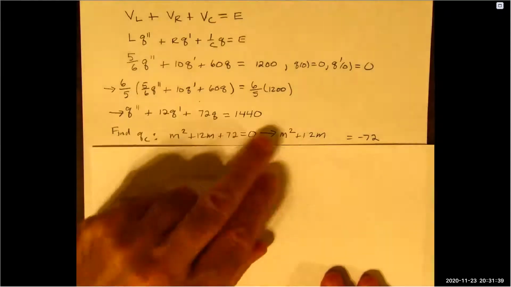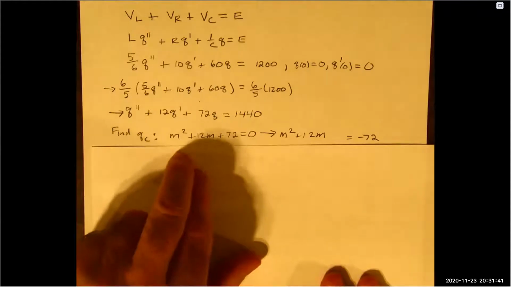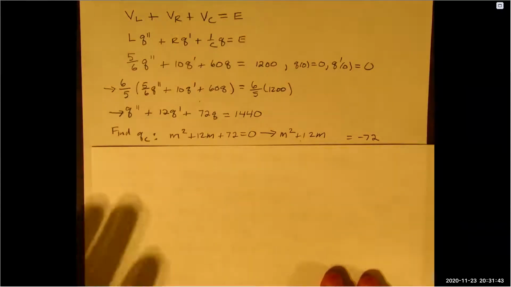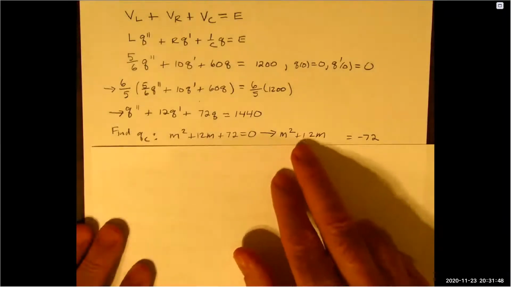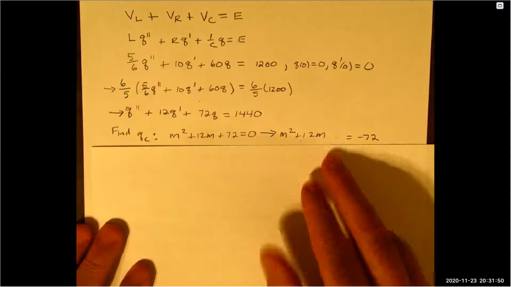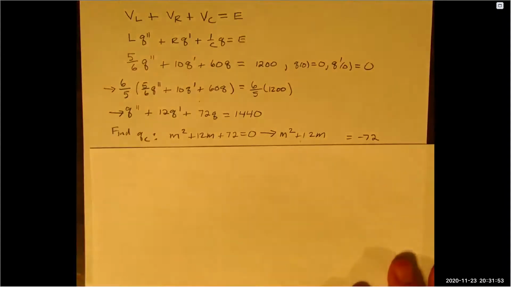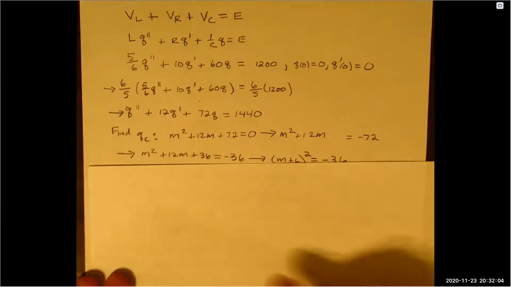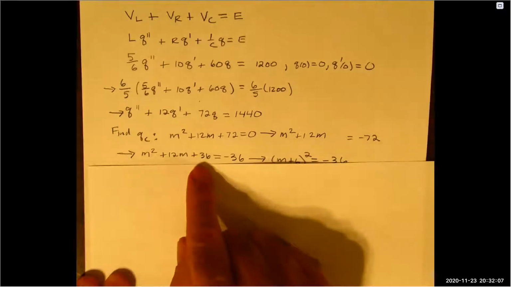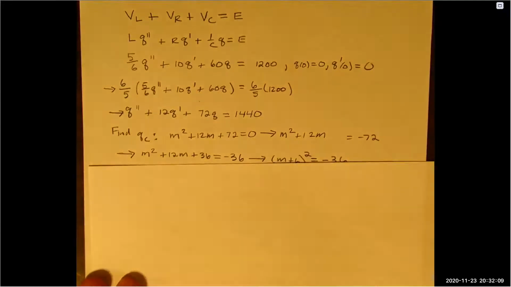So we're going to look at the auxiliary equation, which is going to be m squared plus 12m plus 72 equals 0. And we can solve this by completing the square. I'm going to subtract 72 from both sides. And so we're going to take half of 12, which is 6, and square it to get 36. And we'll add that to both sides. So we have m squared plus 12m plus 36 is equal to negative 36.